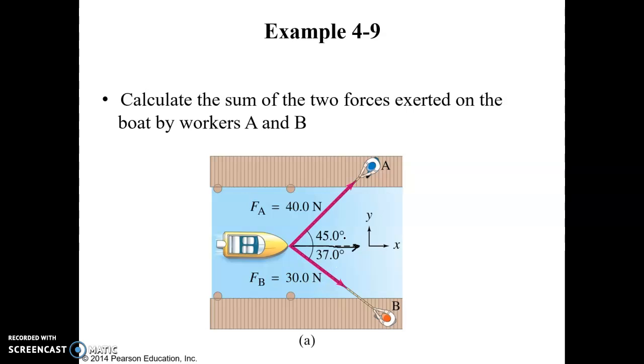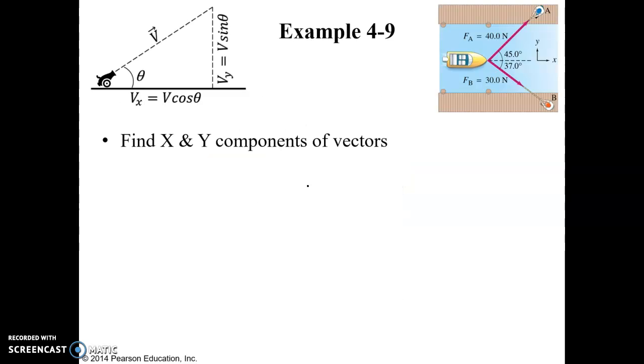They're not doing that, however, so we want to find what is going to happen to this boat. Is it going to drift up? Is it going to drift down? What's going on? So we've got the diagram. We don't need to sketch the diagram. It's pretty much given to us. So the next thing we need to do is find the x and y components. We need to break down these vectors into their vertical and horizontal components.